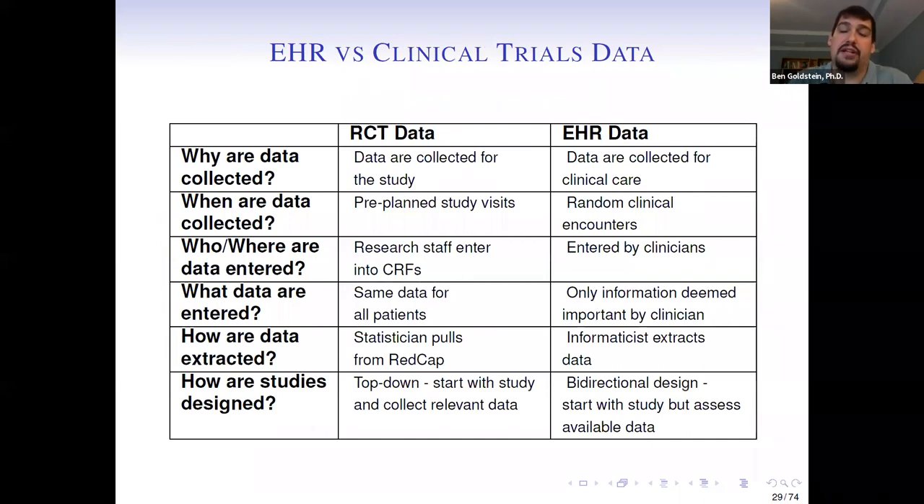Okay. I think it's useful to think about, and I'm not going to go into detail through this, you can look at this later if you want to, how these data may distinguish themselves from clinical trials data. So we have RCT data, and we can think about how the data were collected, when, and by whom, and these can become useful ways to compare data.